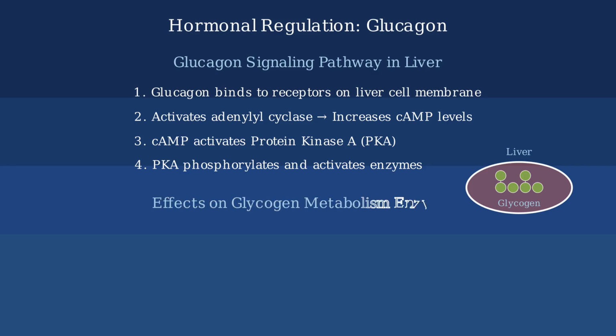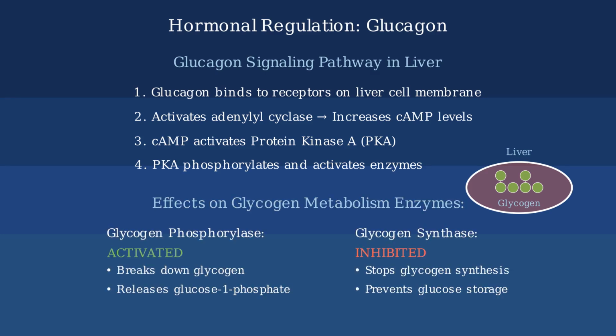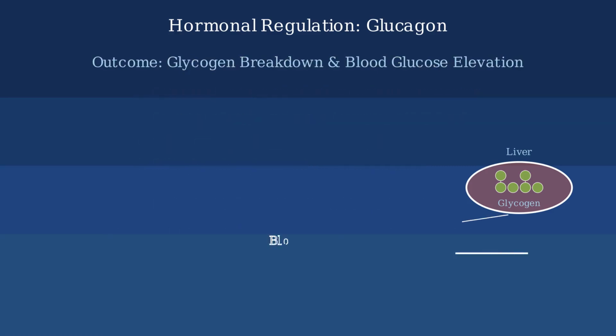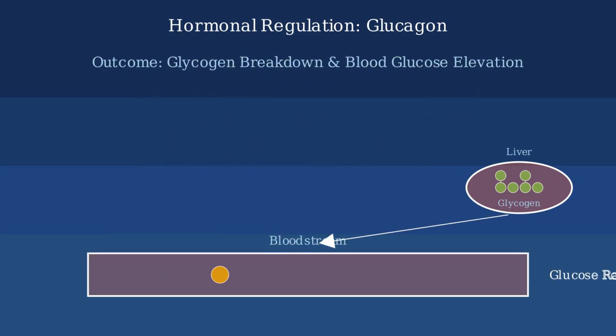Glucagon has 2 major effects on enzymes involved in glycogen metabolism. The net result is rapid glycogen breakdown in the liver and release of glucose into the bloodstream. This process raises blood glucose levels back to normal, counteracting hypoglycemia and providing energy during fasting states.